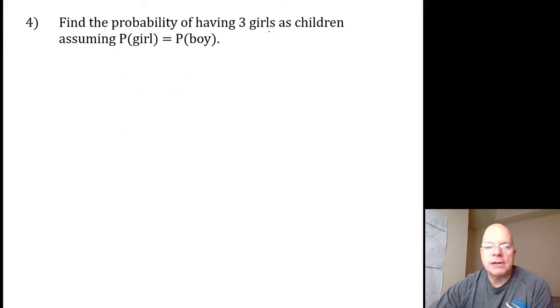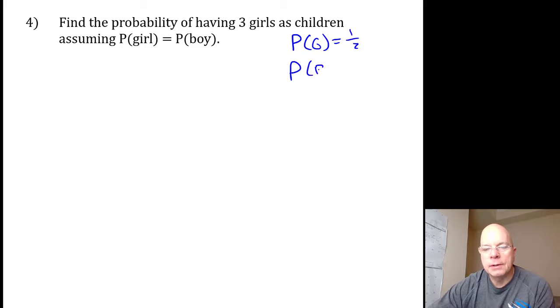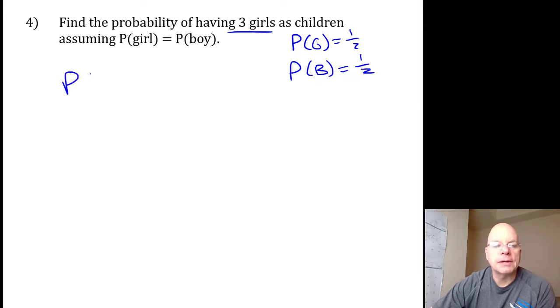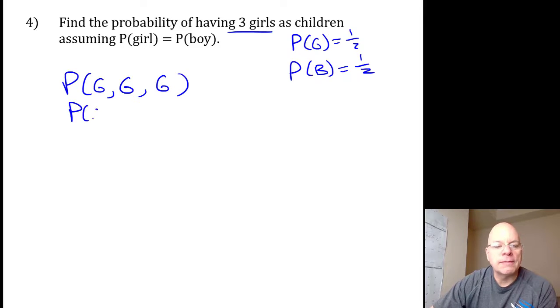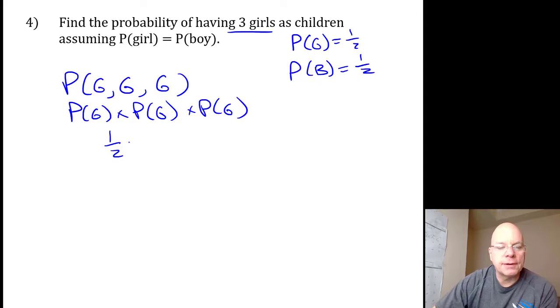Find the probability of having 3 girls as children, assuming the probability of having a girl is equal to the probability of having a boy. Well, if these probabilities are equal, then the probability of a girl equals 1/2, and the probability of a boy equals 1/2. But if you're finding the probability of having girl, girl, girl, it's equal to the probability of having a girl multiplied by the probability of having a girl multiplied by the probability of having a girl. So half of half of half, or 1/8.